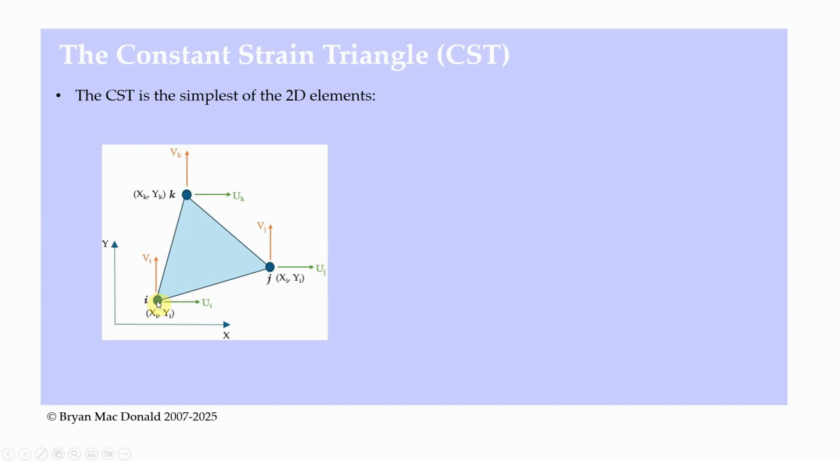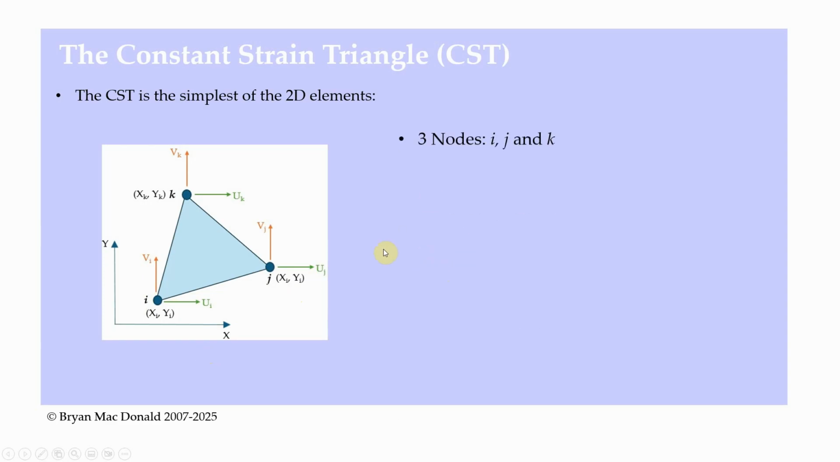And then each node is allowed to move in the x and y direction. So it'll have a displacement ui in the x direction and vi in the y direction for node i, and similarly we'd have uj and vj for node j, and uk and vk for node k. Three nodes, straight edges in between those nodes.